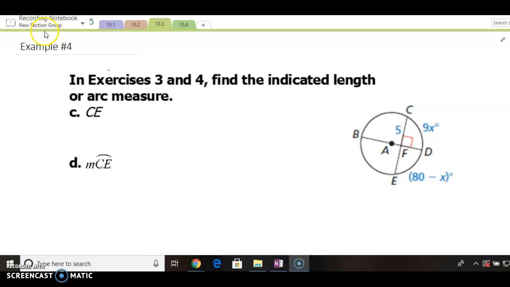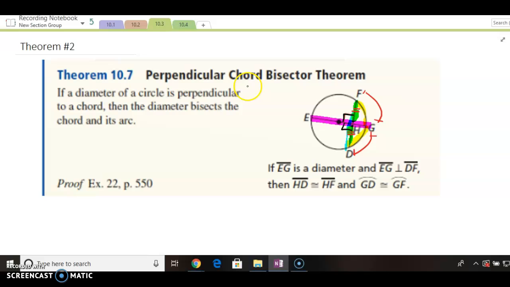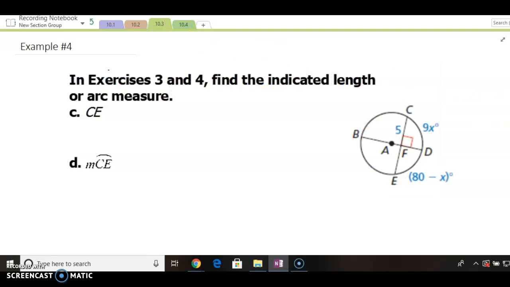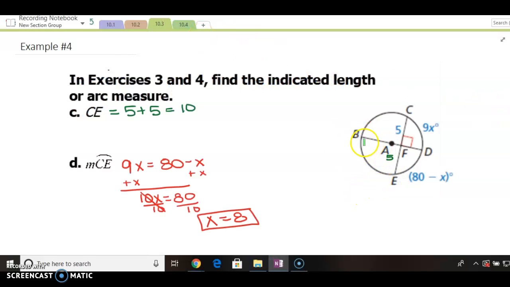All right, I want you to go ahead and do example 4 on your own, and now you're going to use the perpendicular chord bisector theorem. Because a diameter is perpendicular to a chord, that means it bisects the chord, so CF is 5, and that also means FE is 5, so the whole thing has to be 10. And it also bisects this arc here, so CD is congruent to DE.